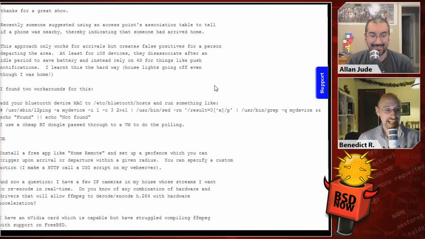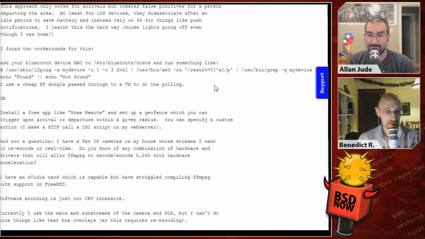Oops. I found 2 workarounds for this. So you add your Bluetooth device MAC address to /etc/bluetooth/hosts and run something like l2ping with -a my device. So we have the full command line.